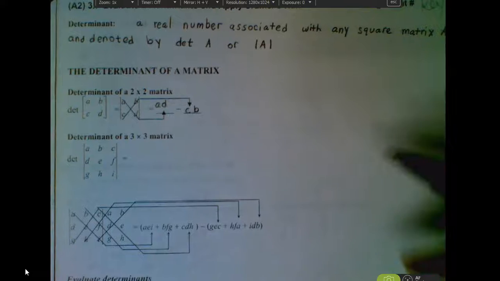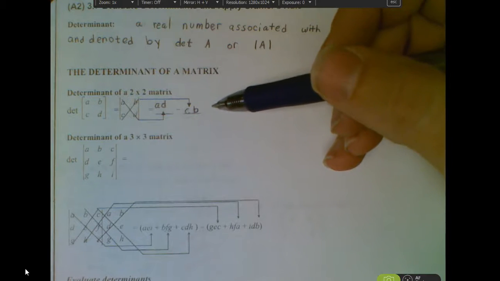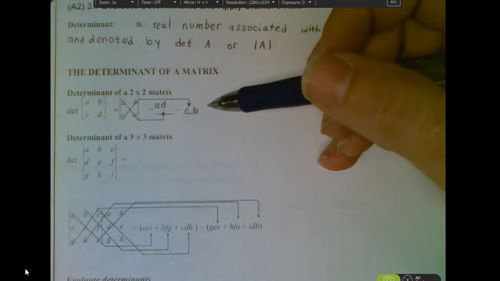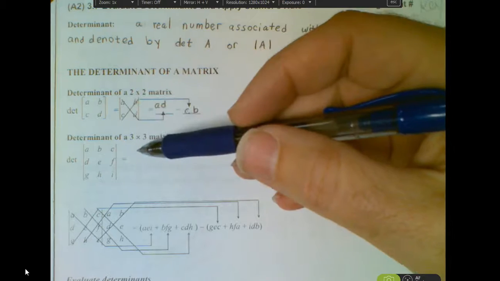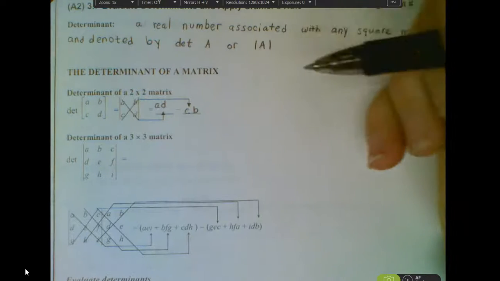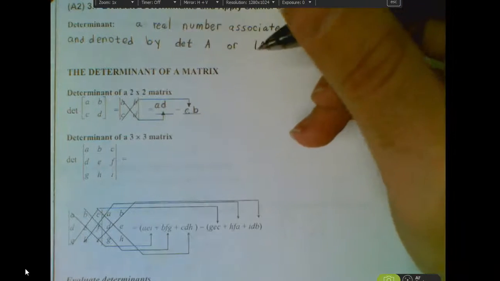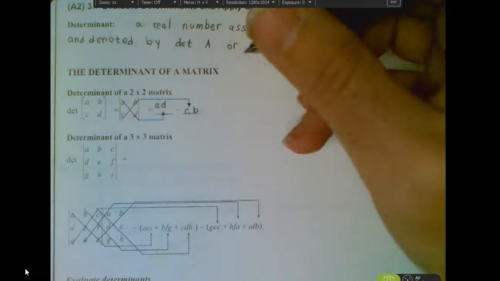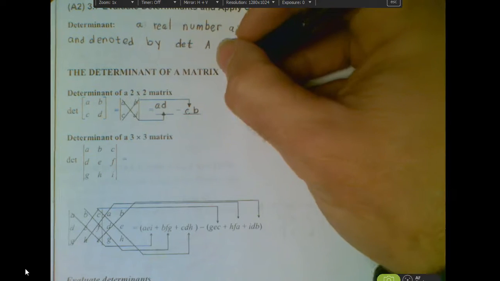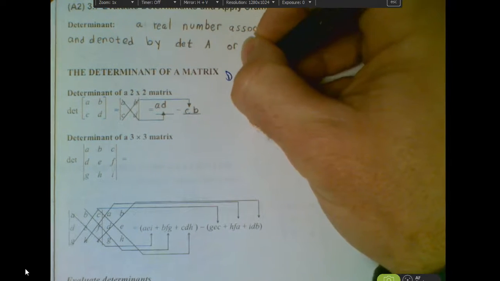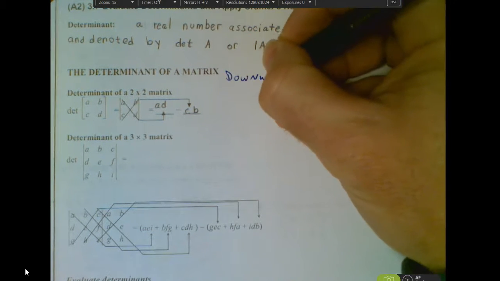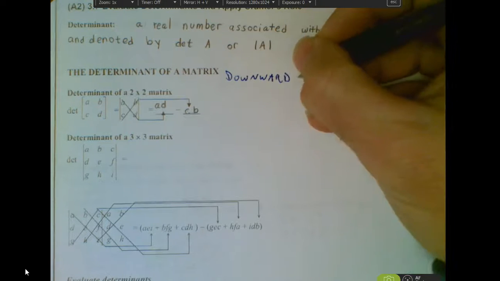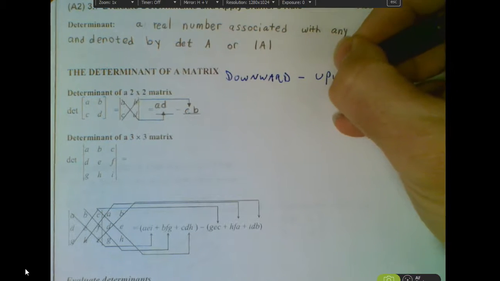When you're doing it for a 2 by 2 matrix, it's very simple. In either case, whether it's a 2 by 2 or a 3 by 3, the rule is you're going to do your downward diagonals minus your upward diagonals. So that's always a good thing to throw into your notes: downward minus upward.